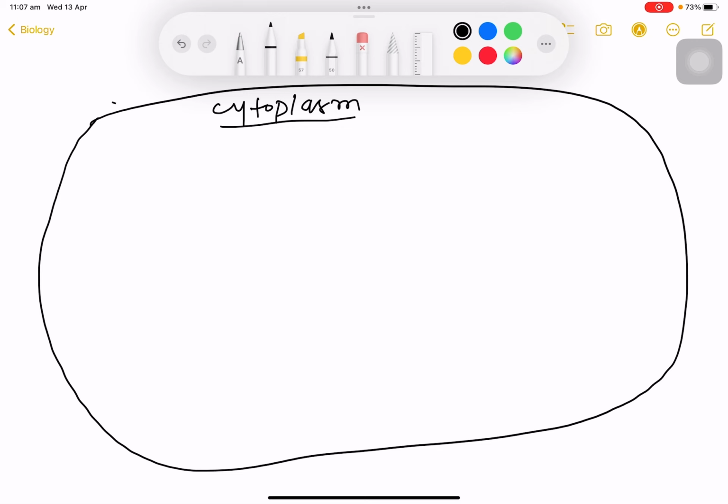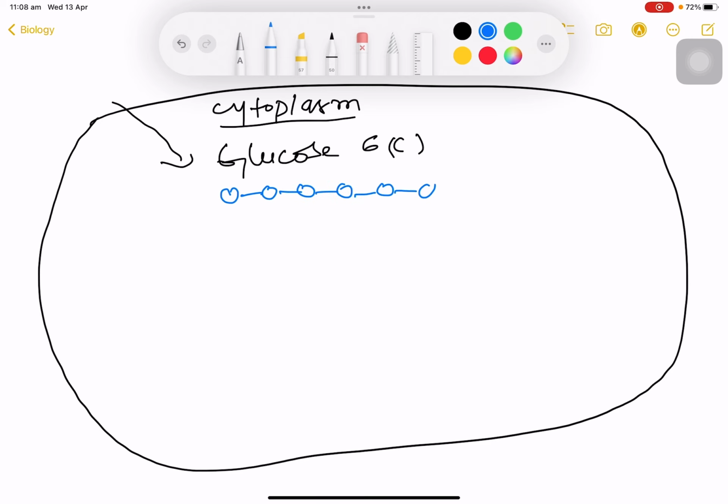In the cytoplasm, when glucose is taken up by the cell, this is a 6-carbon compound, and let me make a structure for the 6-carbon. Let's suppose carbon number 1, 2, 3, 4, 5 and 6. The first step of glycolysis, which takes place in the cytoplasm, is known as the investment phase.